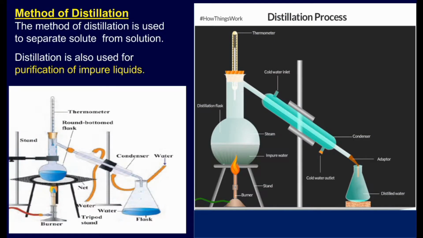Let us learn the method of distillation. The method of distillation is used to separate solute from solution. Distillation is also used for purification of impure liquids. Take some salt water in a round bottom flask. Arrange the apparatus as shown in the figure.